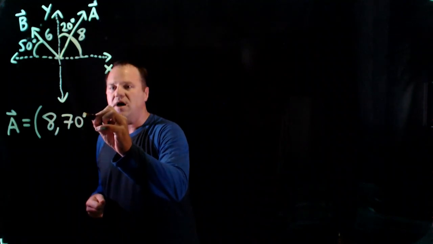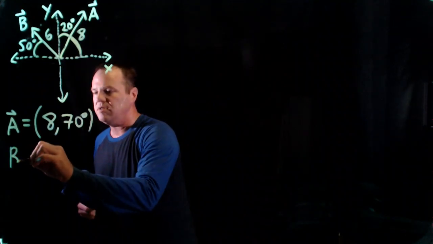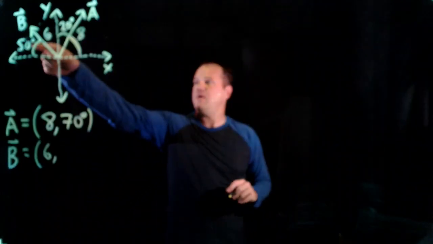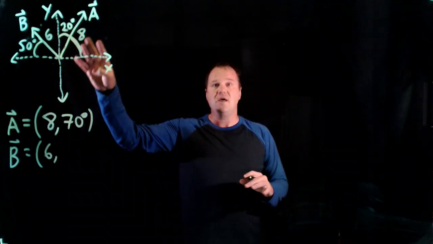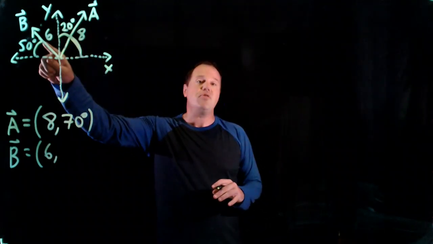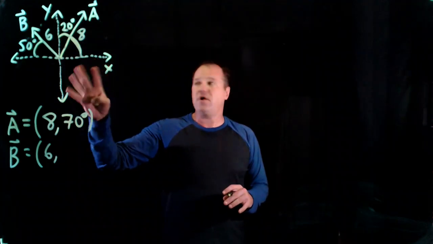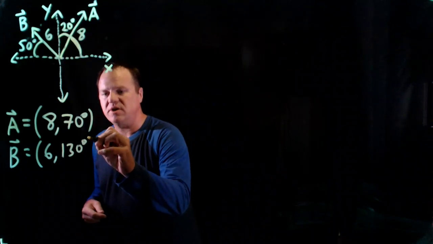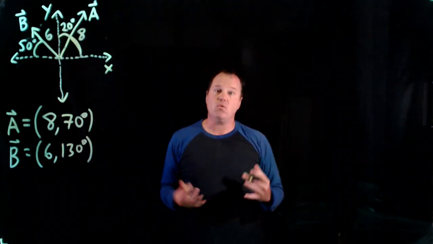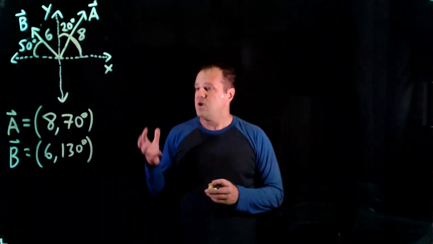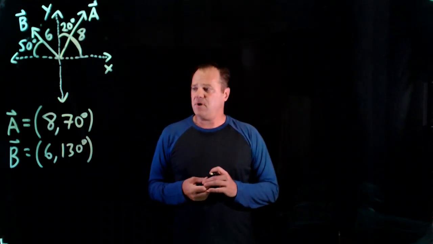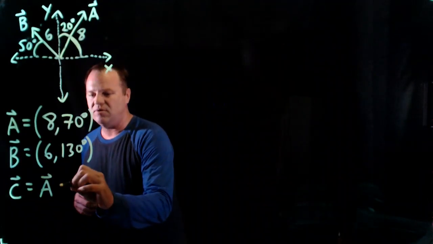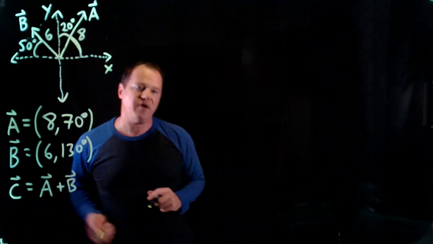And likewise, I can determine the magnitude and direction of B. The magnitude is already given as a length of 6, and then it's 50 degrees clockwise from the negative x-axis, so that makes it 130 degrees, which is 180 minus 50, counterclockwise from positive x. That's sort of the conventional way that we measure angles in physics class. So I want to add these vectors. Let's first define the problem. Vector C will be A plus B, and we're going to try to find out what C is.